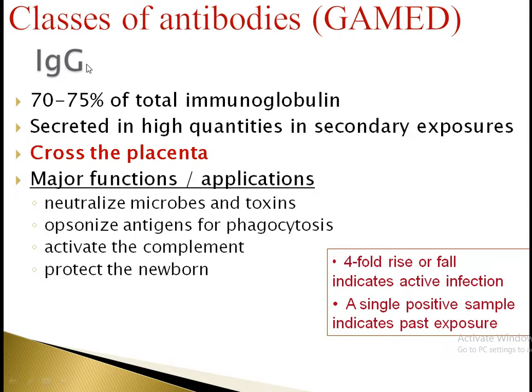Among them, the most abundant is IgG, which is 70 to 75% of the total immunoglobulins. At this stage, I must tell you that these things are not written in your textbook, so be careful about these slides, and especially the very specific characteristic that I have already highlighted: IgG is the specific immunoglobulin which can cross the placenta.